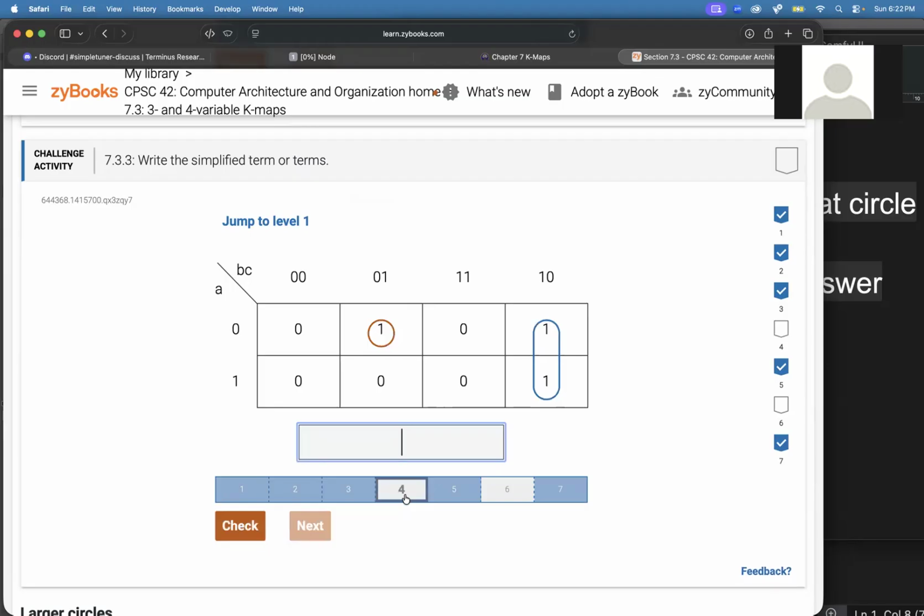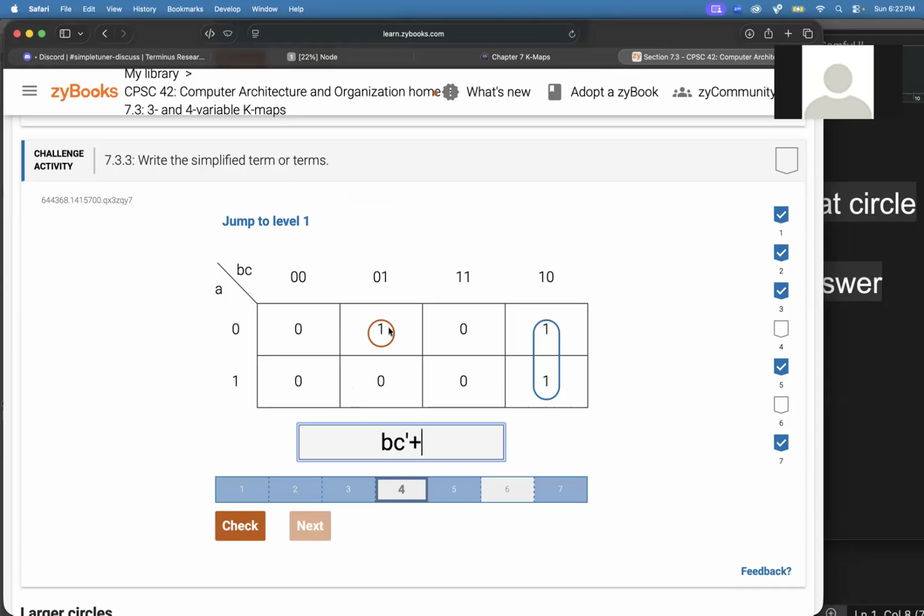Number 4. This circle right here, I don't know which one has to be written first. This circle right here, what does not change? Well, A changes, right? A0, A1. So A changes, so we don't write it. And in this circle here, B is 1, which is B. And C is 0, which is not C. So that's the blue circle.